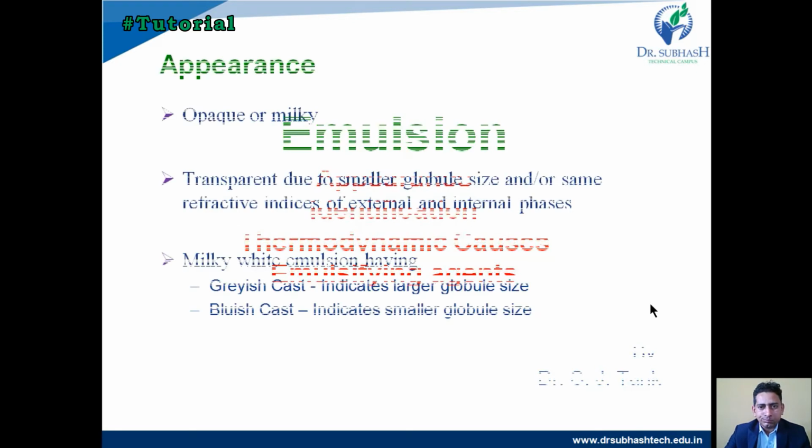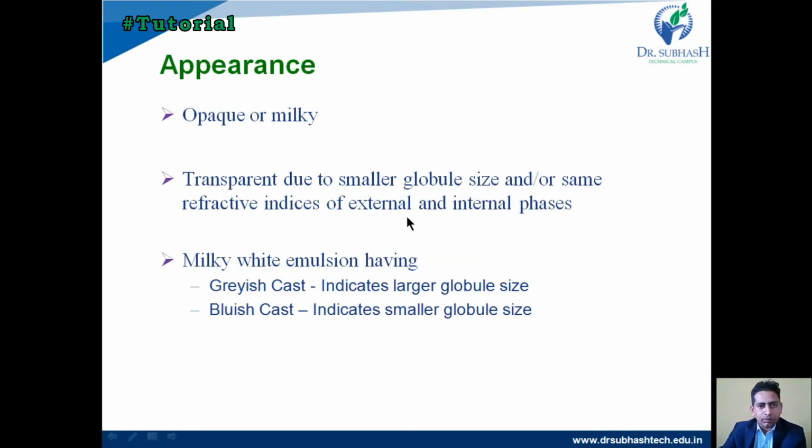Today we will discuss the appearance, identification, thermodynamic cause and emulsifying agent in the chapter named emulsion. So first of all, appearance. It has an opaque or milky appearance. The emulsion looks transparent due to the smaller globule size and also due to the same refractive index of the external and internal phase.